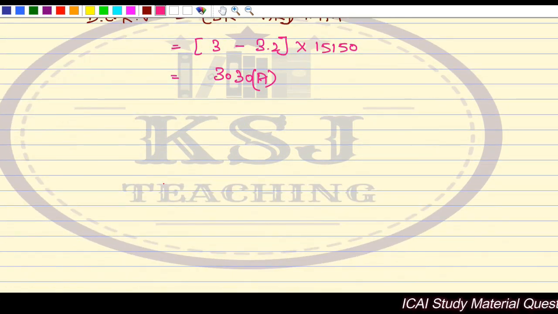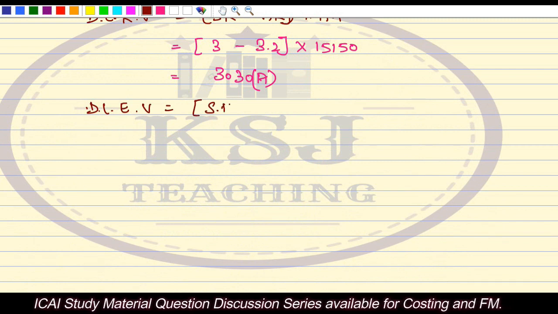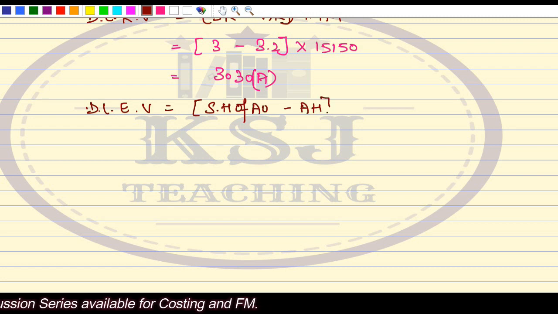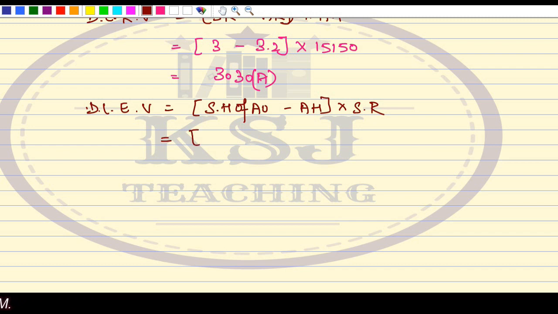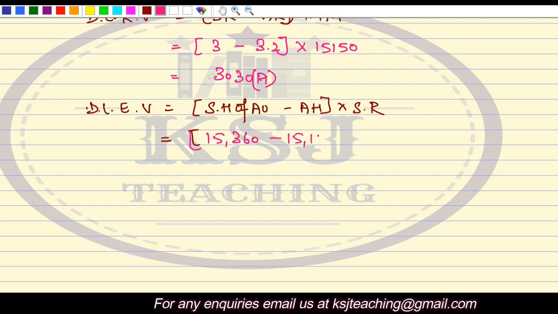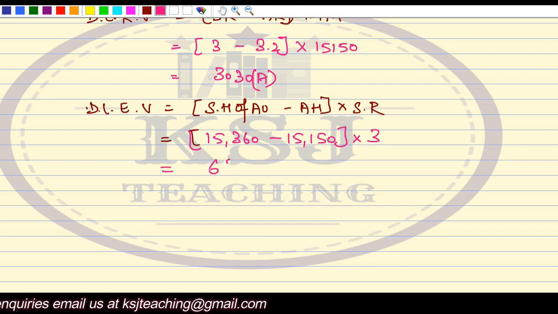After that we have direct labor efficiency variance. Efficiency is dependent upon the hours, so standard hours for actual output minus actual hours multiplied by standard rate. Standard hours for actual output is given as 15,360 minus actual hours 15,150. So it is a benefit multiplied by standard rate 3. So it is 630 favorable.